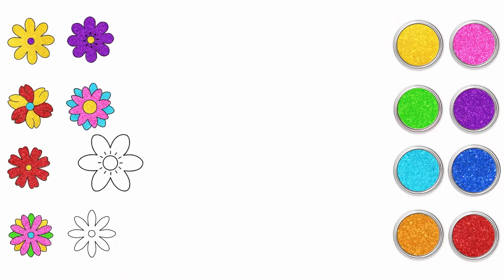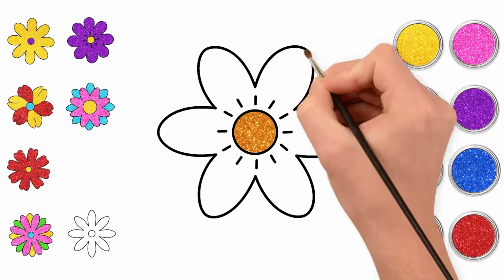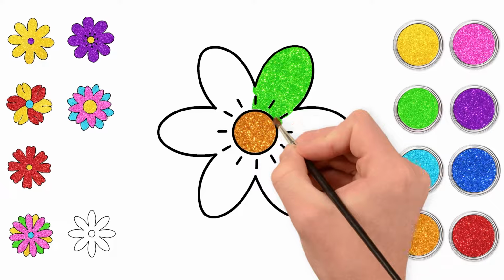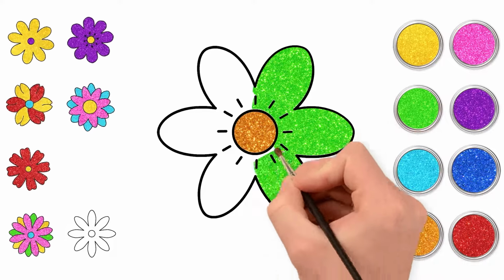Okay, let's do the next one. So we're going to go for gold in the middle. And green around the outside. Beautiful. It's like a little sun shining in the centre of a green field.